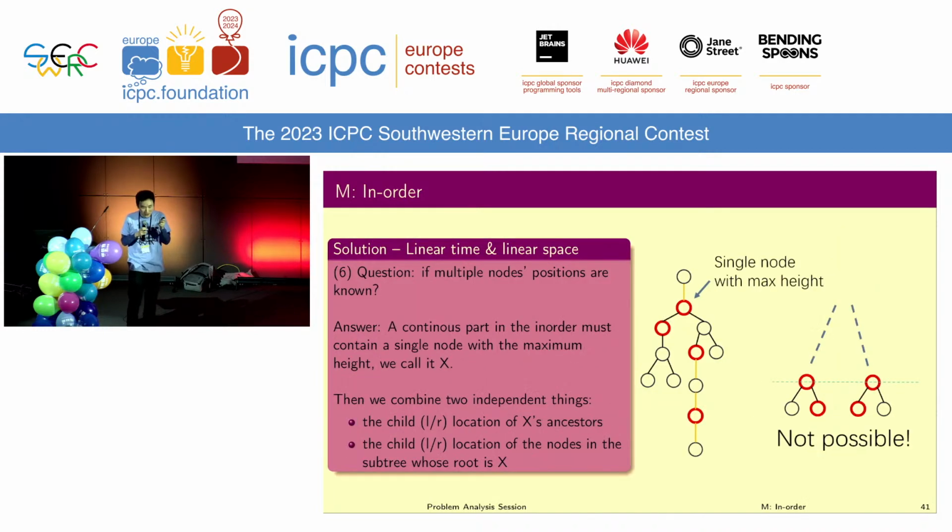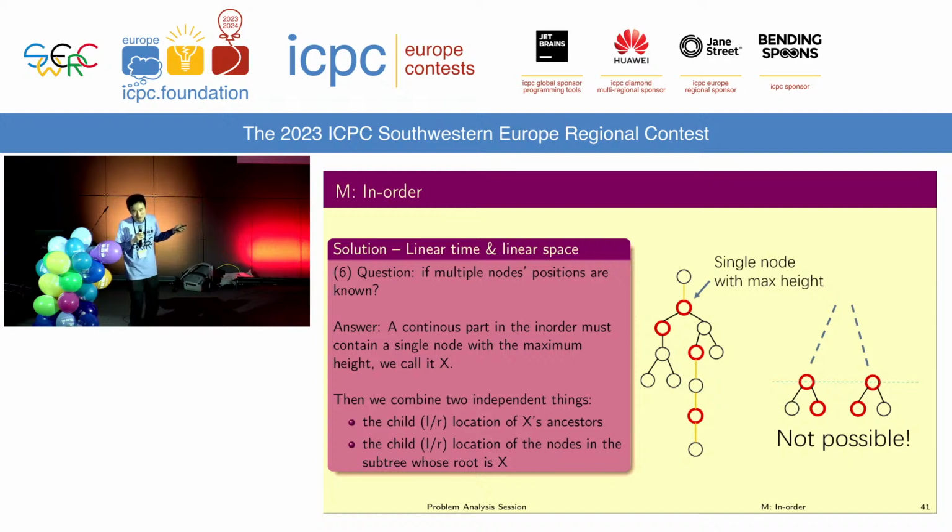Okay, we go to the final subtask. If multiple positions are known and may not include the root, we invent a root. Because this is a continuous part in order, there must be a single node with the maximum height in this continuous part of the order. You can prove that. So what does it mean? It's not possible to have something like this while these known nodes are consecutive.